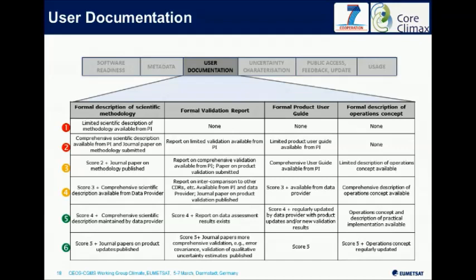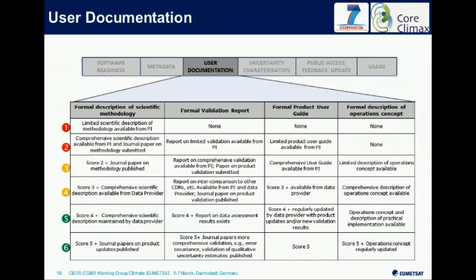And then cumulatively it goes: a draft is available, a journal paper, the methodology is published, and then it cumulatively goes to score 6, where a comprehensive scientific description is available, and the journal paper of the product is published whenever the product is updated, and so on. So it's basically checking that the documentation is done properly. And then a validation report. So how good is the validation report? Is it available? Is it properly written? Is it available to the users, and so on?